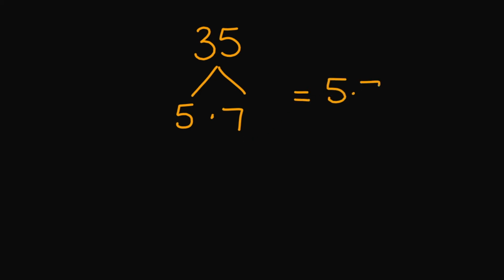What about the number 35? If I do a factor tree, I'm going to get 5 times 7. So the prime power factorization is just going to be 5 times 7. And this is your final answer here.